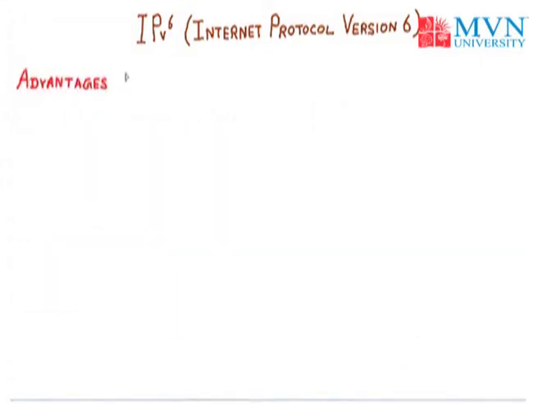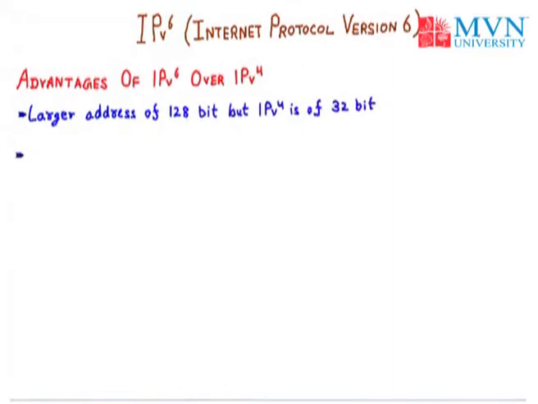Now we'll discuss our next topic under IPv6, that is advantages of IPv6 over IPv4. Now we have various advantages of IPv6 over IPv4. So we'll start with the first advantage. IPv6 has a larger address of 128 bits, but IPv4 has an address of only 32 bits. Now the next advantage is simplified header. The header of IPv6 has 7 fields, but the header of IPv4 has 13 fields. So that means the header of IPv6 is very simplified.